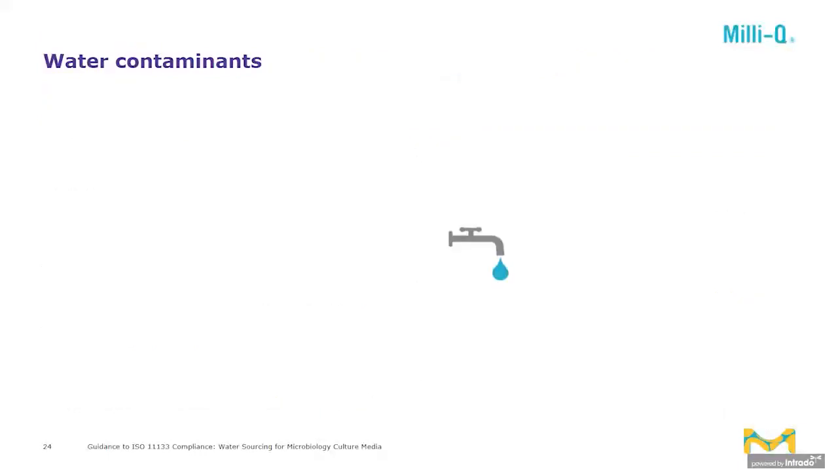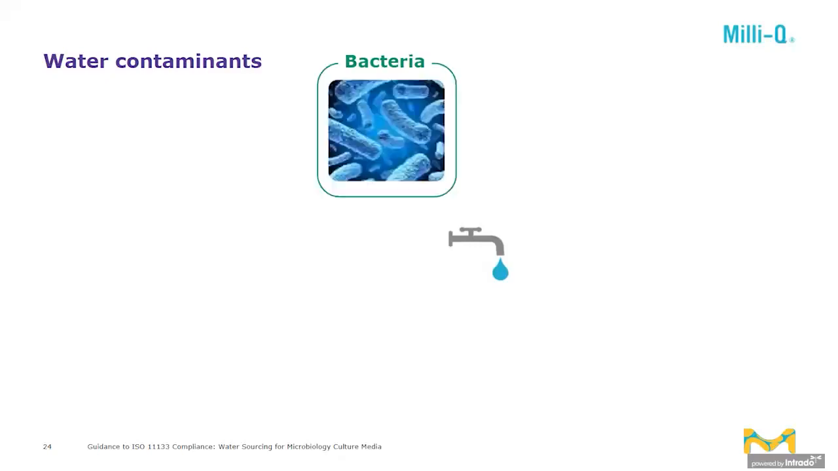All right, so let's take a little step back and think about why all these requirements regarding water and water quality. So the first question to ask ourselves is, what's usually in water? What's in your tap water? There are several families of contaminants that may be present. The first one might be bacteria. This is the most important topic for us today.